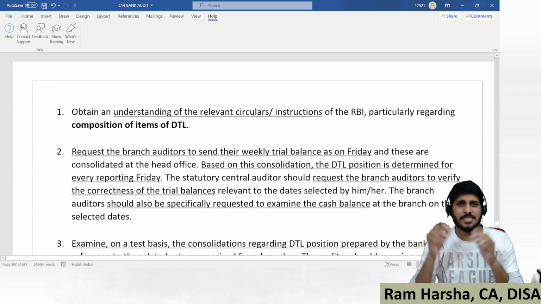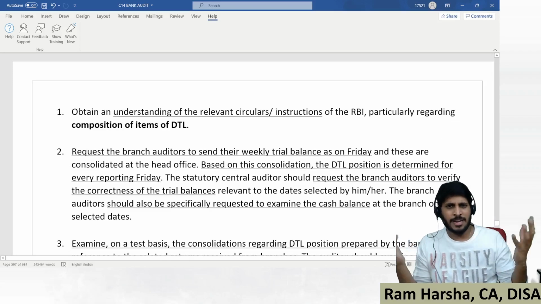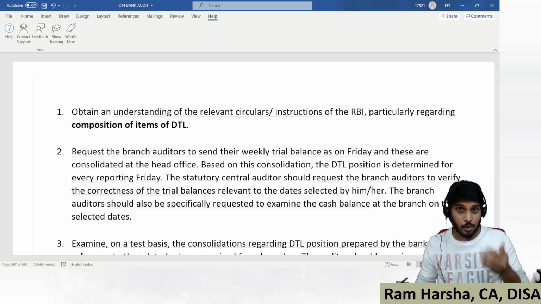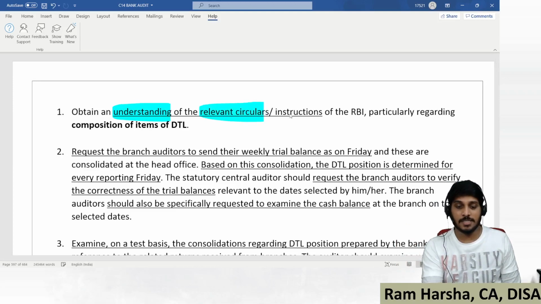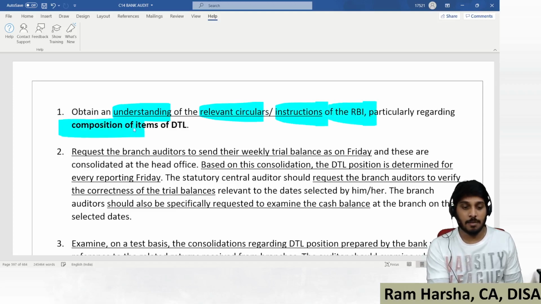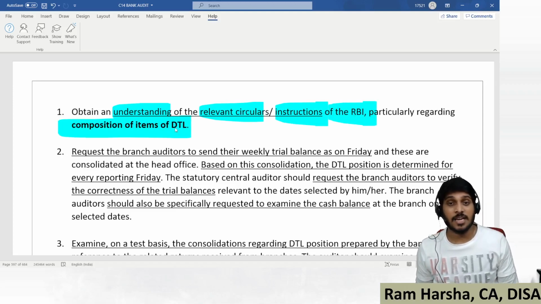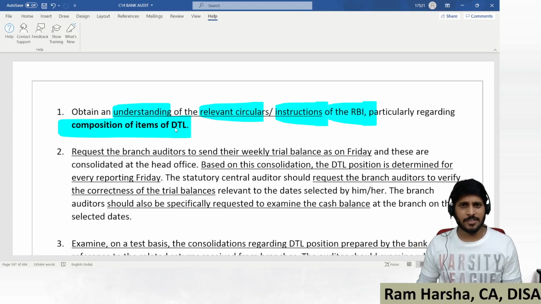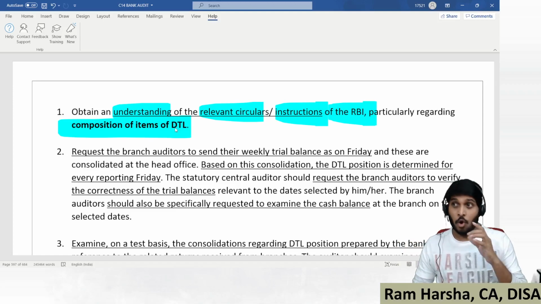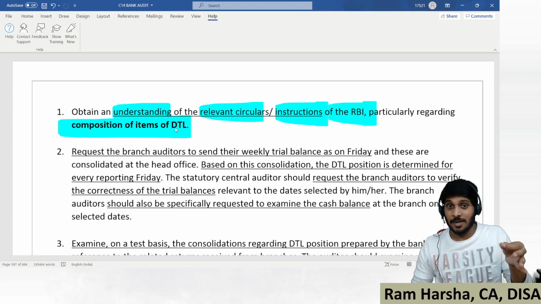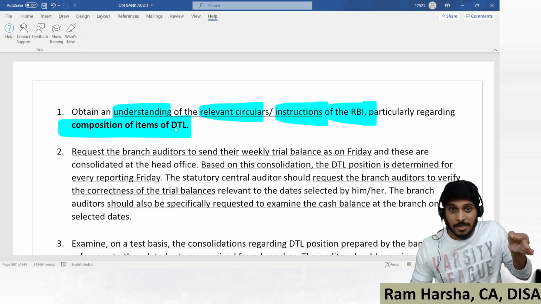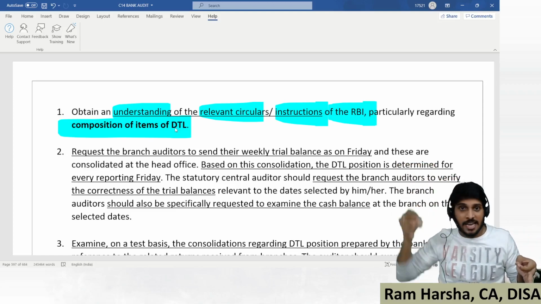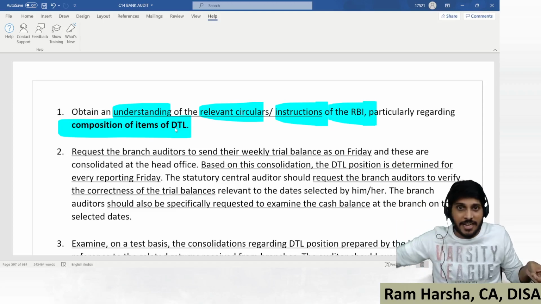I told you SLR CRR percentages will vary many times in a year. In 2021 they varied many times because of the COVID situation. So the auditor has to understand relevant circulars and instructions from RBI regarding composition of items of DTL, rates of CRR, rates of SLR. Look at the RBI circular. What is the rate of CRR? What is the rate of SLR at different points of time? What according to RBI shall be considered in demand and time liabilities, so that you apply the percentage on DTL to arrive at the CRR balance and SLR balance to be maintained until next Friday.